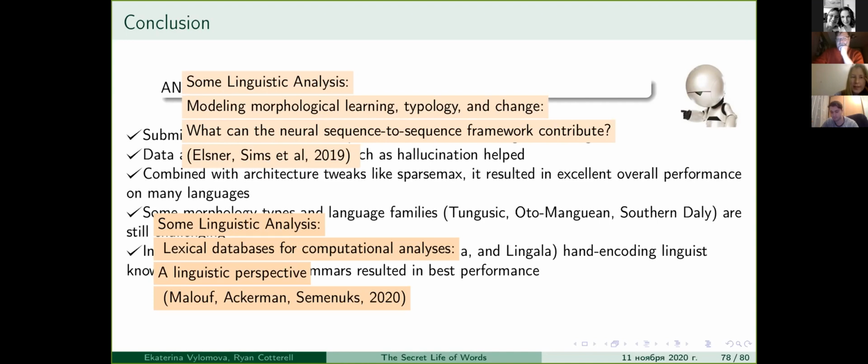I also wanted to suggest some further readings from linguists who analyze these systems. One is from Elsner and Andrea Sims, on what this sequence-to-sequence framework can contribute. And the second one is from Rob Malouf, about lexical databases like UniMorph.